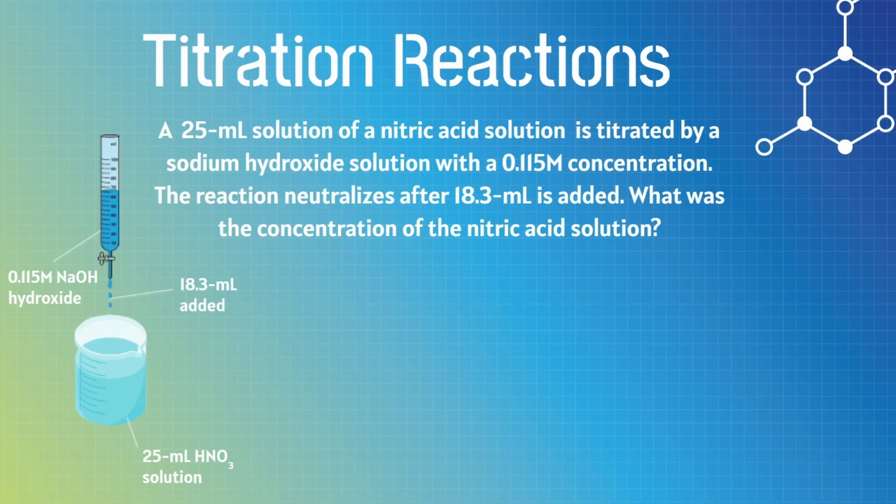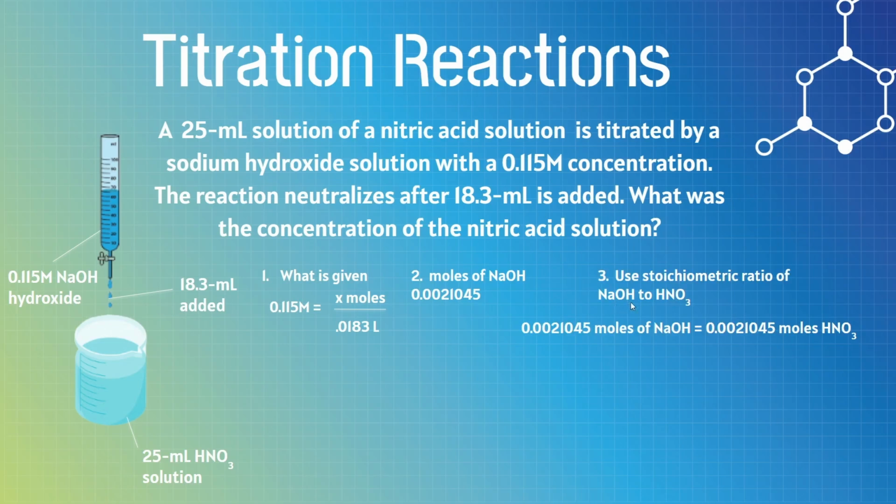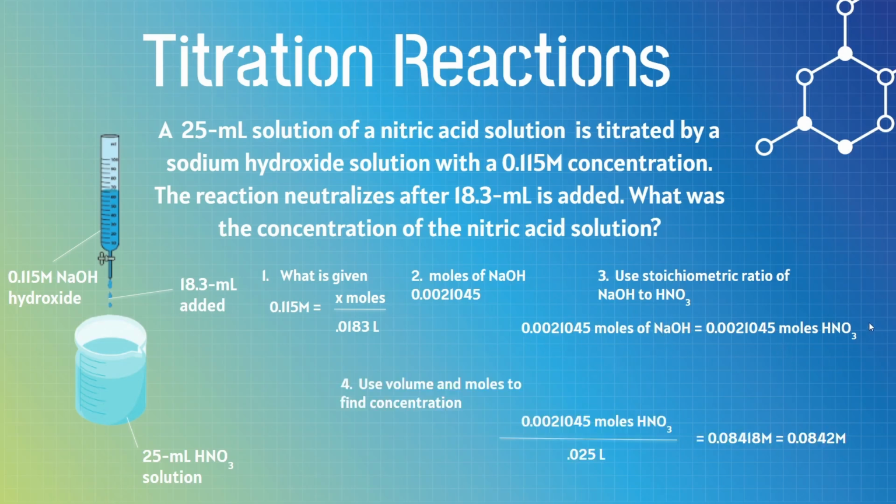And here's the process to finding that out. You're going to start with what is given, which is your molarity for the sodium hydroxide solution, and you're going to use that to find the number of moles. So here's your number of moles here, 0.0021045 moles of NaOH. And you're going to use that ratio of NaOH to HNO3, which in this situation is 1. So the amount of moles of NaOH is the same amount of moles as HNO3. Next, you're going to use the moles that you just found and the volume that you're given to find the concentration of the HNO3 solution, which is going to come out to be 0.0842 molarity.